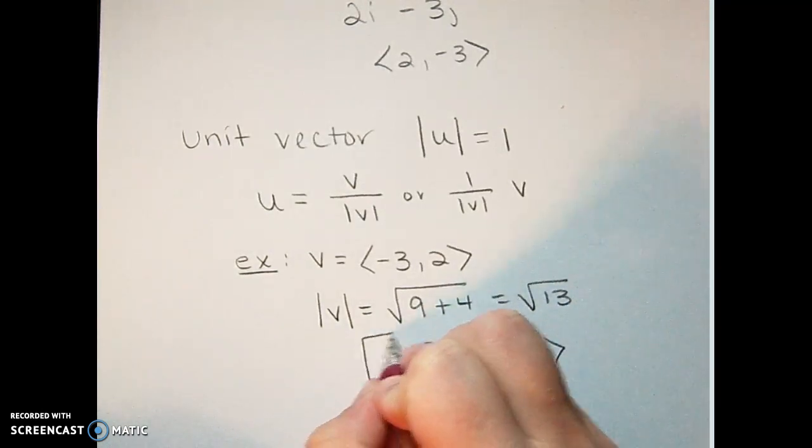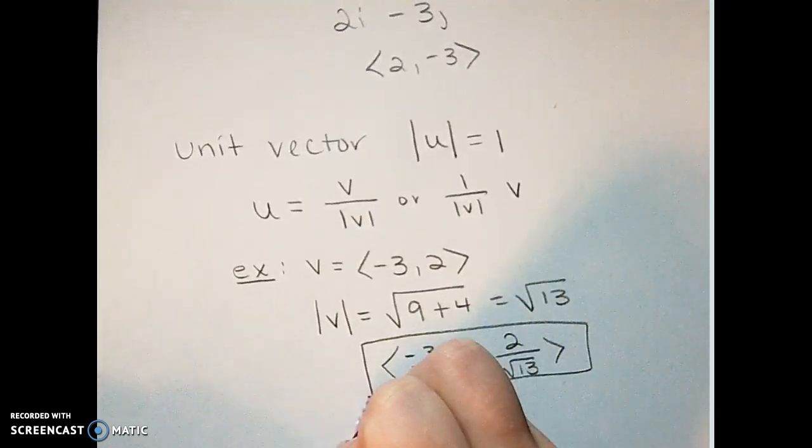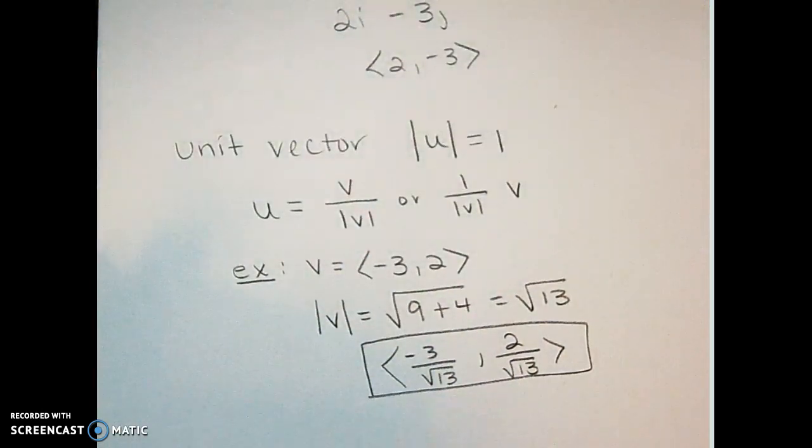And as usual, sometimes your book will rationalize this and sometimes it will not. I am okay with either one. If you were to rationalize this, it would be negative 3 square roots of 13 over 13, comma, 2 square roots of 13 over 13 in component form.